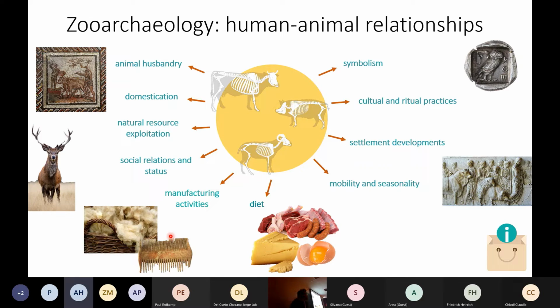So zooarchaeology is a branch of archaeology which looks at animal remains from archaeological sites. So it tries to reconstruct the so-called human-animal relationships, which is very much a multifaceted concept. Animal remains can be literally a mine of information. They can be used to tackle several different research questions on animal husbandry, which is what we will look at, domestication, the use of natural wild resources, social relations and status, manufacturing activities, diet, of course, which we will be looking at, and so on.